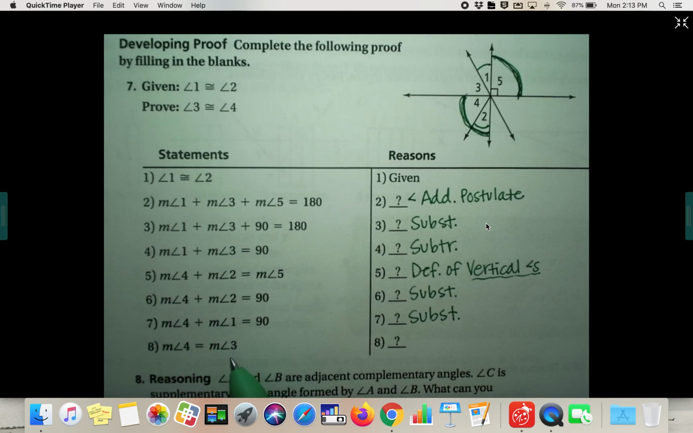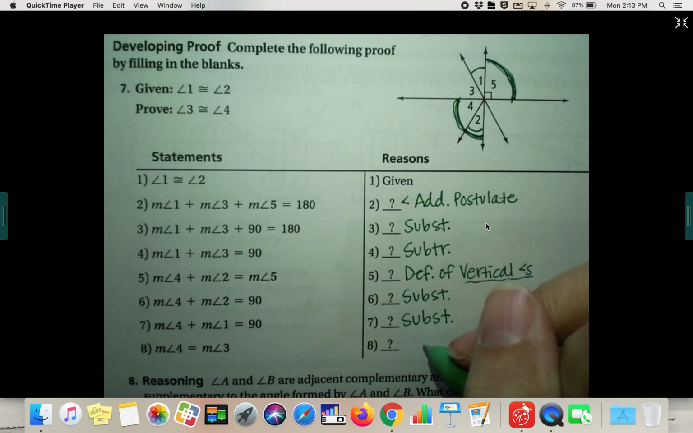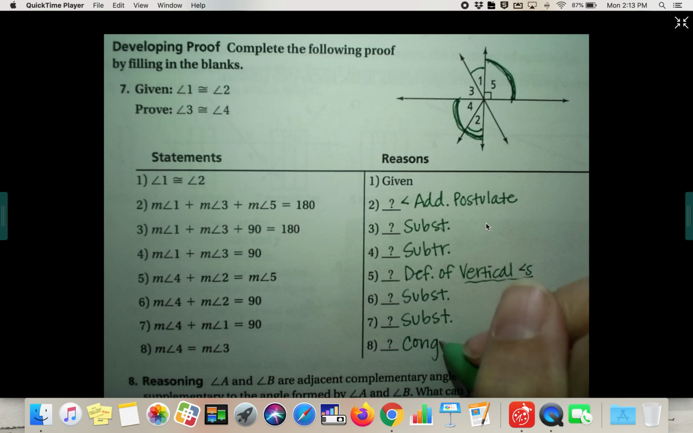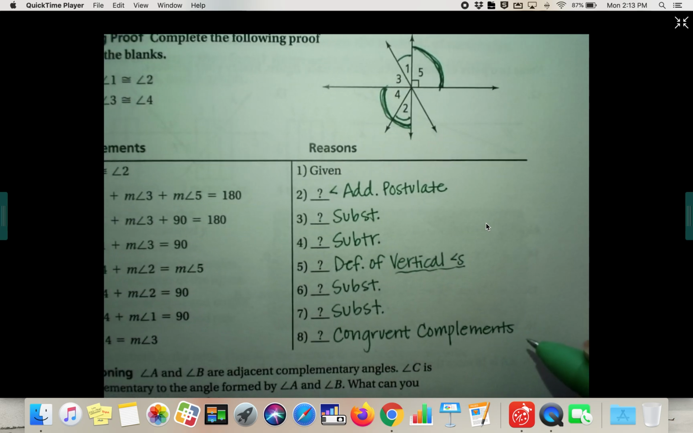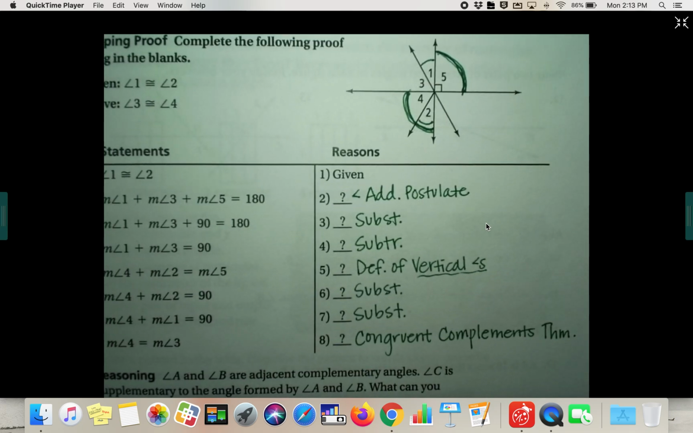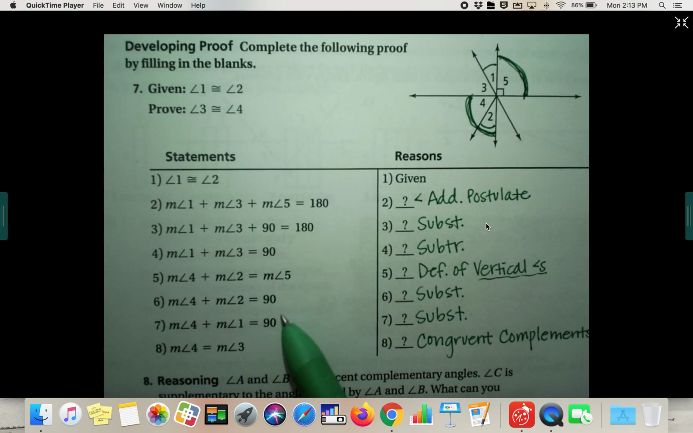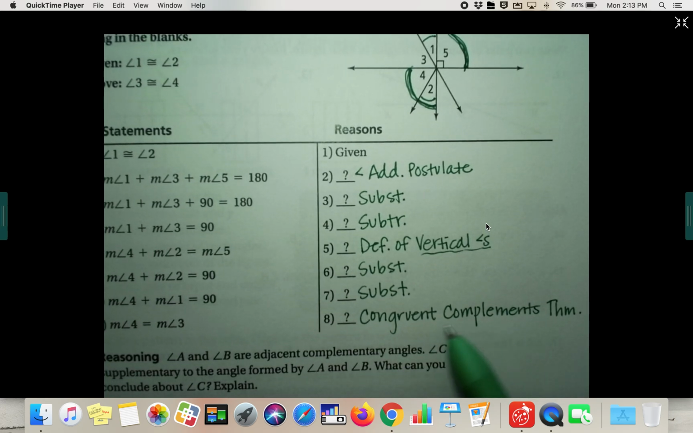And then in the very last step, you're ready to prove it. Angle 4 equals the measure of angle 3. And here's what this equals. This would be in a word bank, but this would be called the congruent complements theorem. Let me make sure you know what that means. If they're complementary, that means they add up to 90, which we were proving this whole time. Then they are congruent.